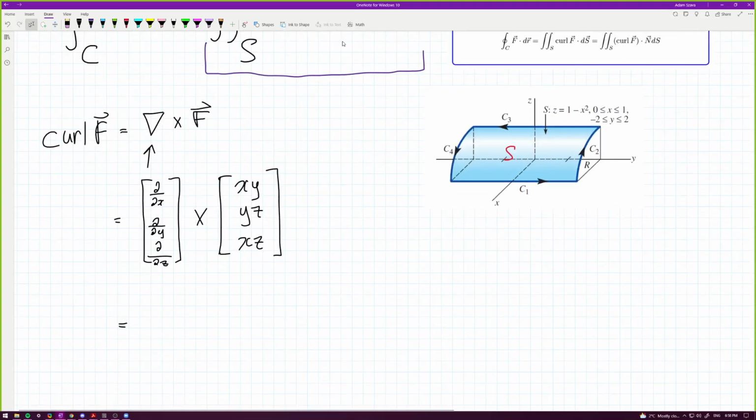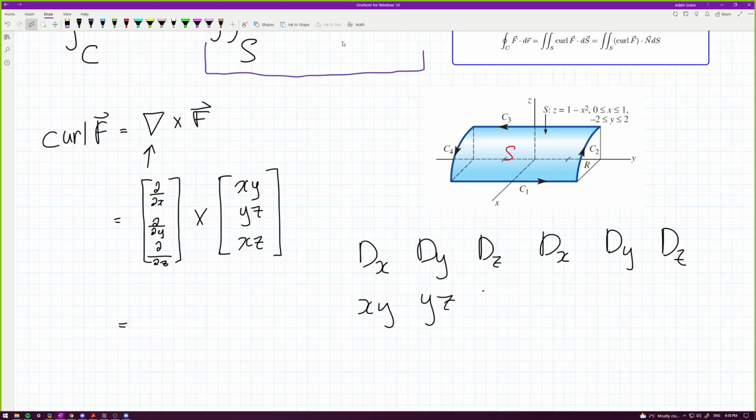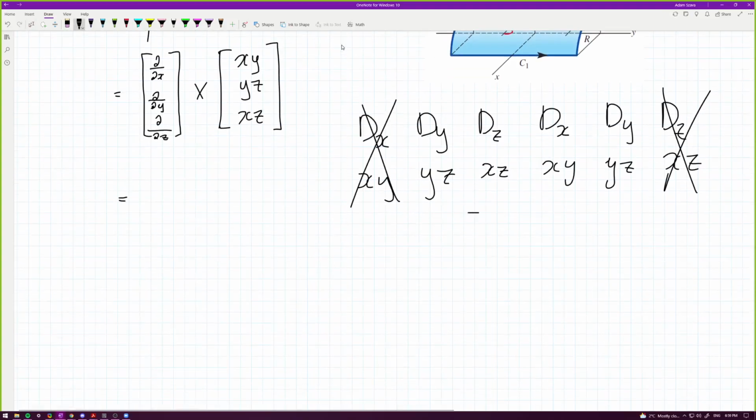So the way I like to do the curl is the method with the 2 lines, and you cross out things on either side. So instead of having to write partial, I'm just going to call that dx, dy, dz, with xy, yz, xz, repeated, cross the last two out, and now you start taking components here. So the result is, of course, a vector, because the result of the curl is always a vector.